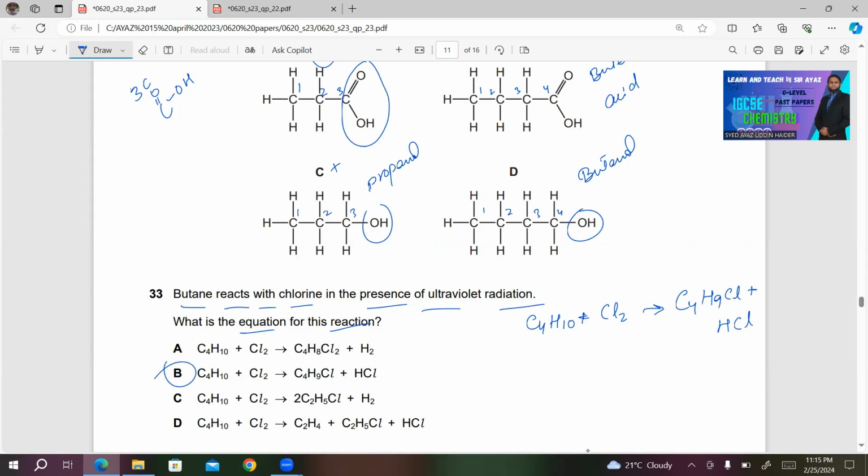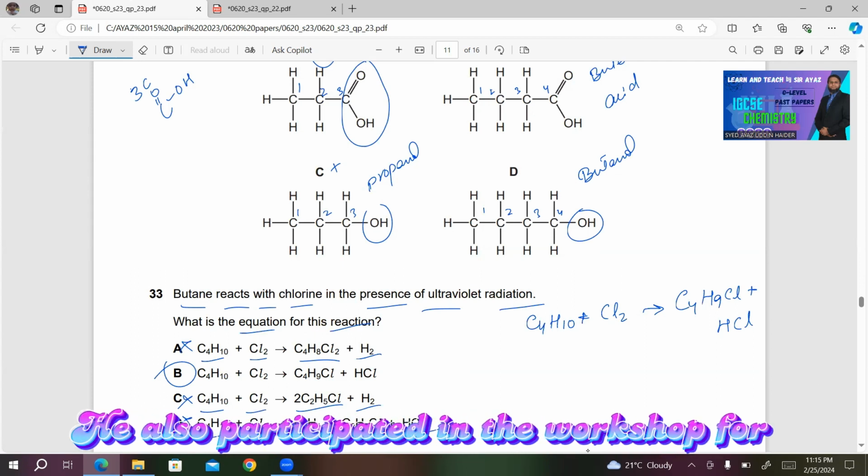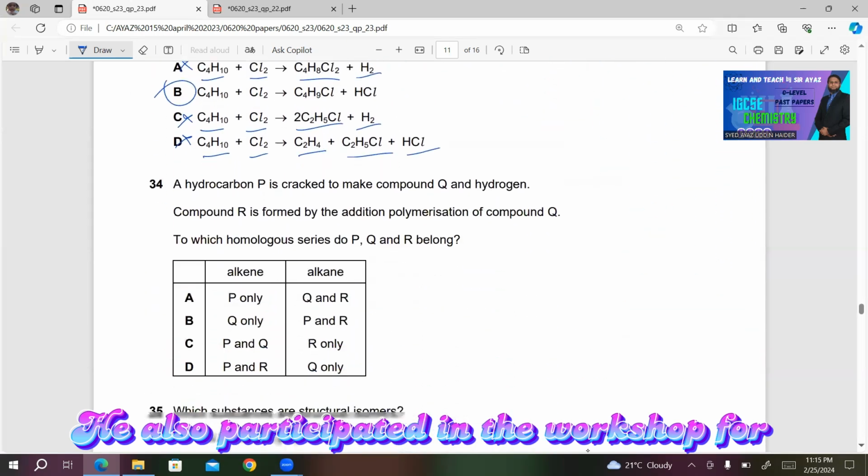Other choices are incorrect. For your convenience, I am reading them. C4H10 plus Cl2 gives C4H8Cl2 plus H2. This is incorrect. C, C4H10 plus Cl2 gives 2C2H5Cl plus H2. This is also incorrect. D, C4H10 plus Cl2 gives C2H4 plus C2H5Cl plus HCl. This is also incorrect. So choice B will be the right answer for this MCQ.